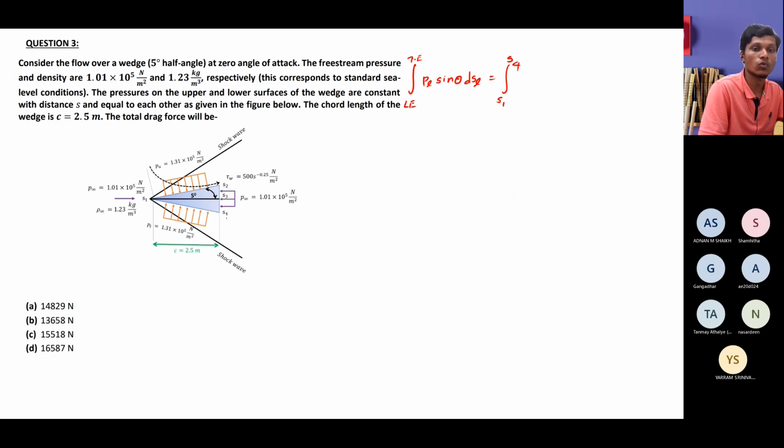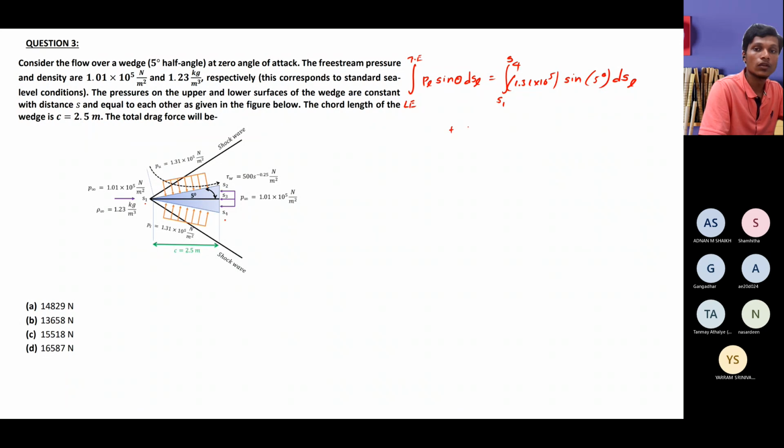See, this is the point S4, so S1 to S4 you are integrating. So S1 to S4 times 1.31 times 10 to the power 5 times sine of 5 degrees. This is a positive 5. Just apply the sign convention that I already showed you, how positive or negative plays with the surface and the direction of your rotation. If you apply the same thing, then you can see this is a positive 5 degrees, and then your small elemental area DSL.